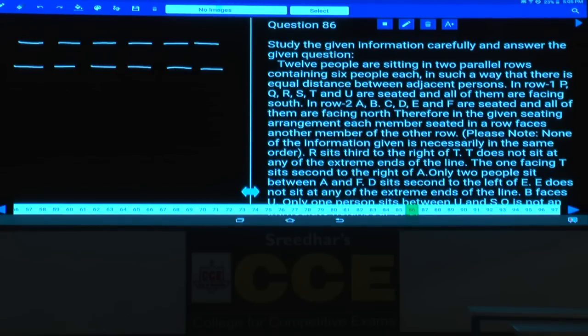Tell me who are the persons in this one. In row 1, P, Q, R, S, T and U are seated, and all of them are facing south. Who are the persons in row 2? A through F are the persons in row 2, and these persons are facing towards north. Clear? Then, condition number 1.